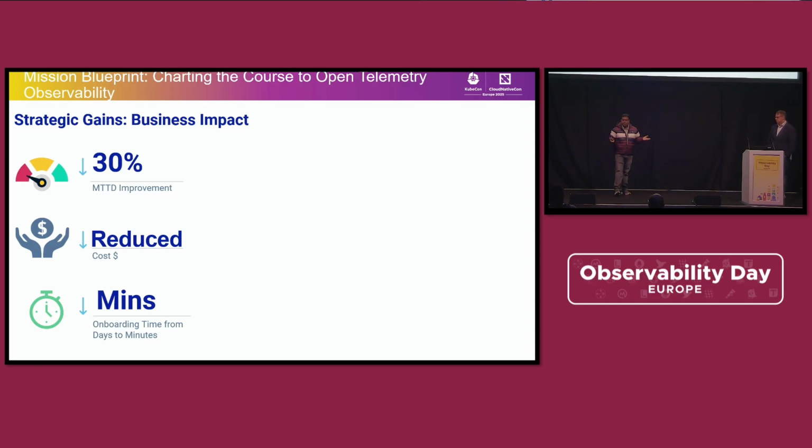And of course, we are using observability, the CNCF stack. It will definitely reduce the cost.